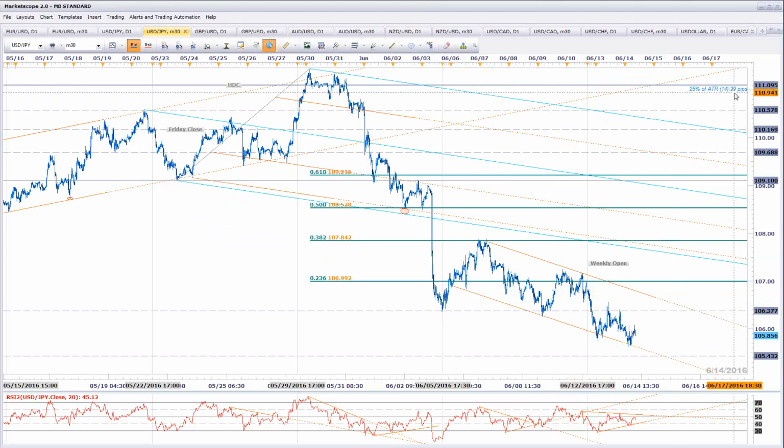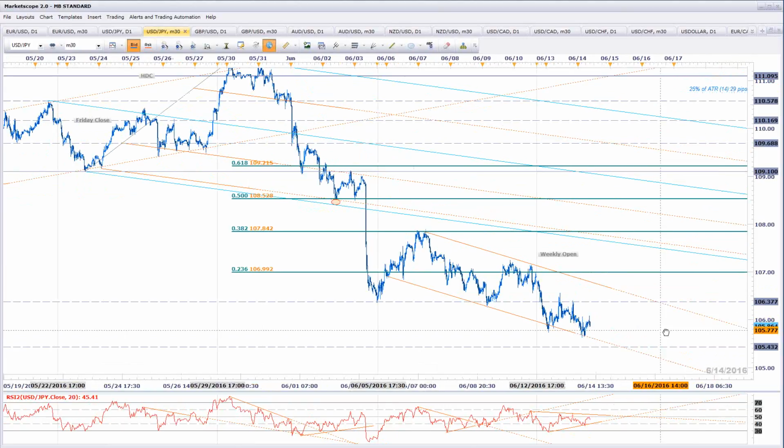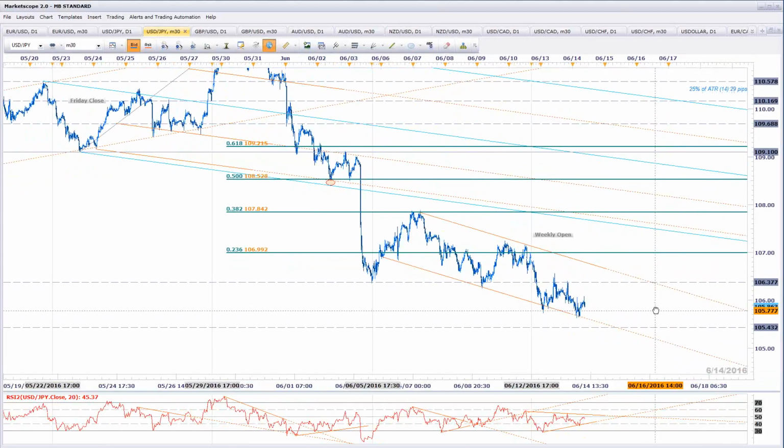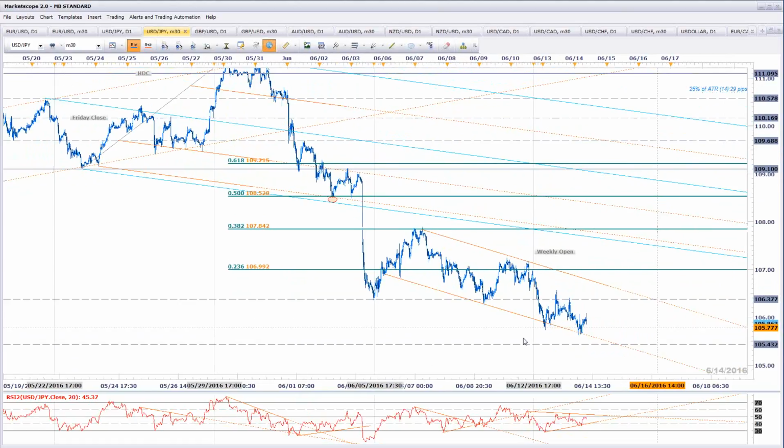Remember, you're looking at about a 30 pip ATR here for a quarter of the daily ATR. But those are the levels I'd be looking at. I'm pretty neutral here. Again, if you put a gun to my head, I would say that this thing is going to rally harder first. Look for 107, 107.80 even.